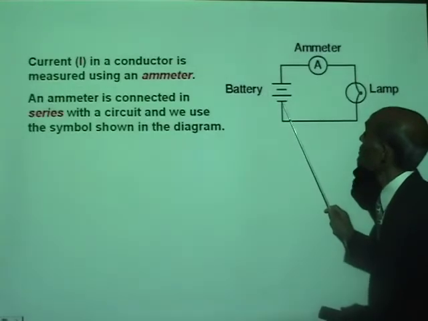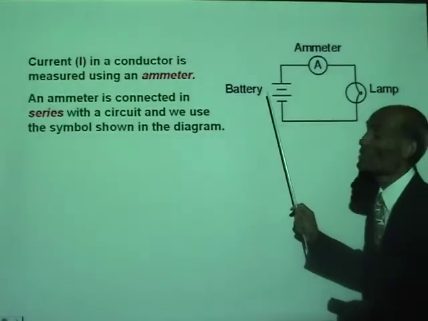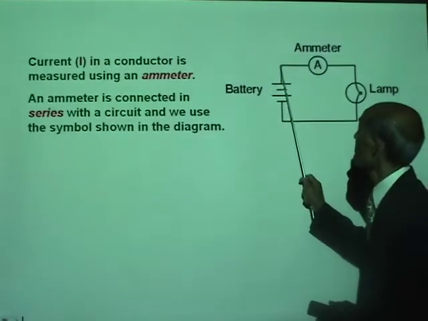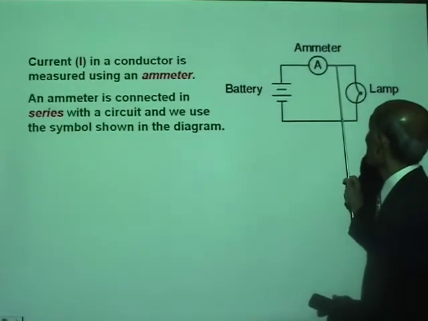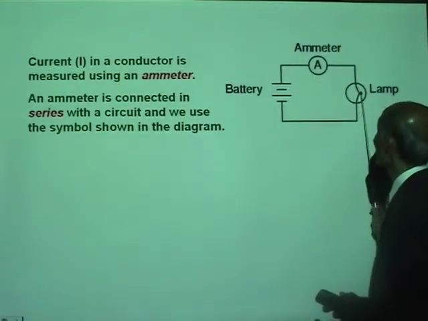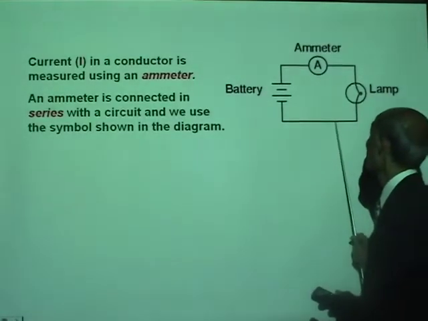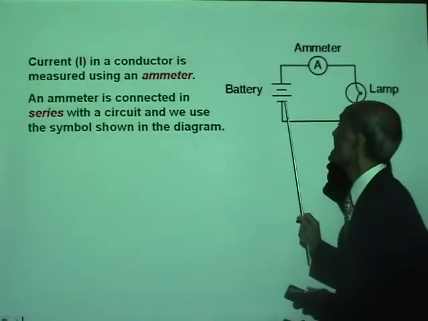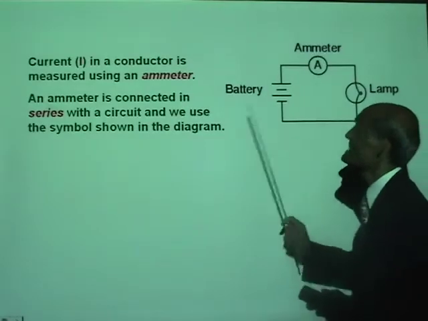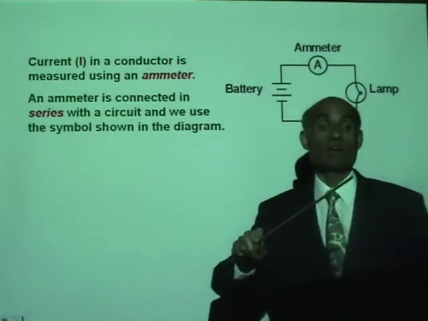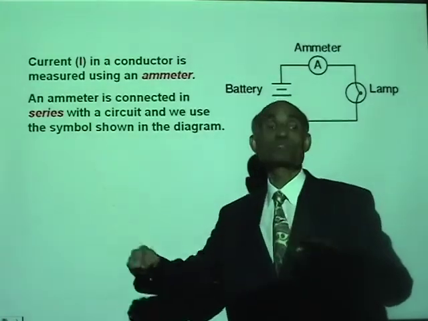A battery has a negative end and a positive end. And how is the series connection? The positive end of the battery goes to the ammeter, and from the other end of the ammeter we come to a resistor. A resistor here is a lamp, and the connection then comes back to the negative end. You see that? This kind of connection is called a series connection. Components are connected one after the other in a closed path.